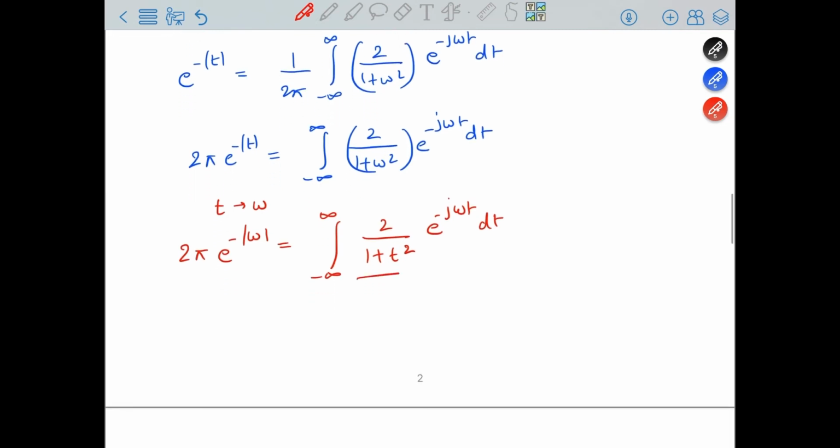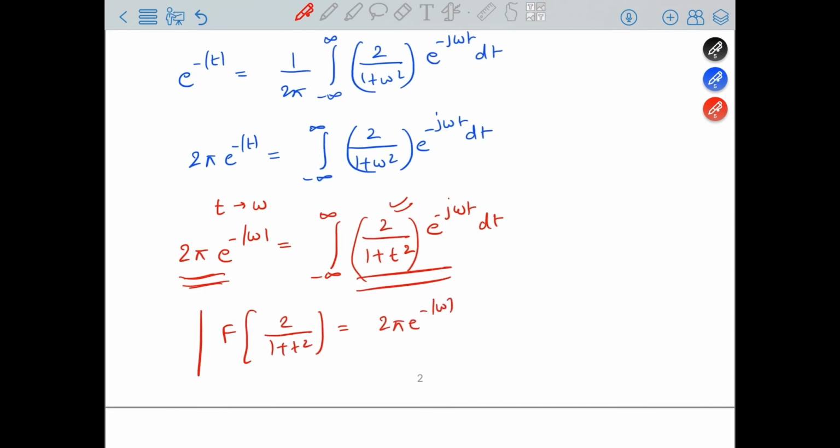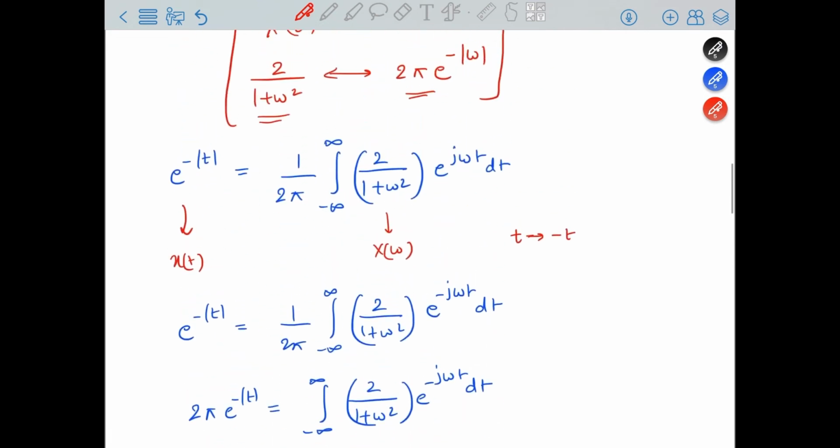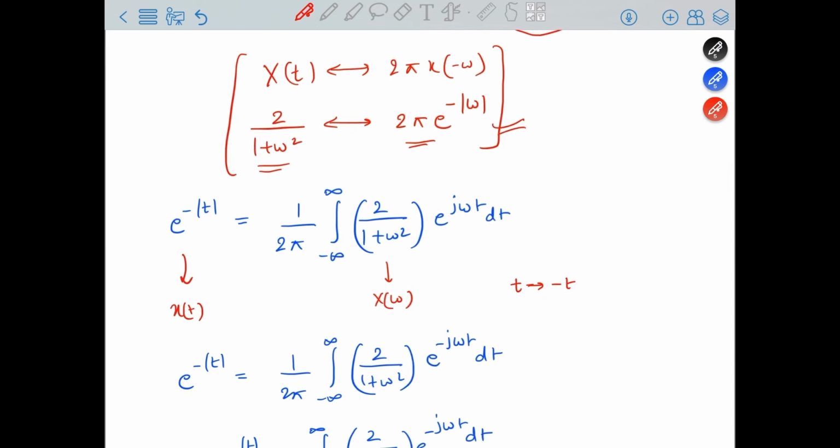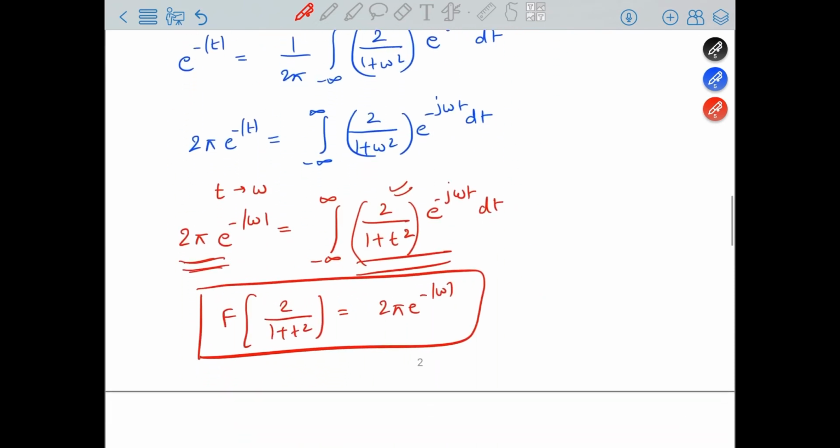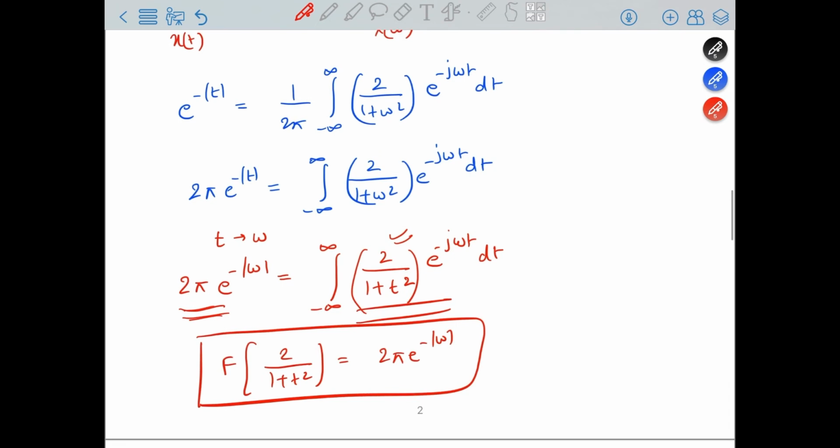And as you can see, this is the form of Fourier transform pair. So the Fourier transform of this function can be represented in this form. So the Fourier transform of 2 by 1 plus t square can be represented as 2 pi by e raised to the power minus mod omega, and that we are getting directly from the duality property, though I just gave you a quick derivation to understand it better. So this was all about the duality property. We'll now go for the Parseval's relationship.